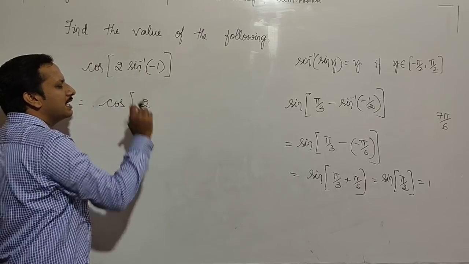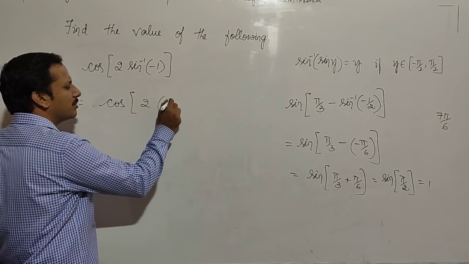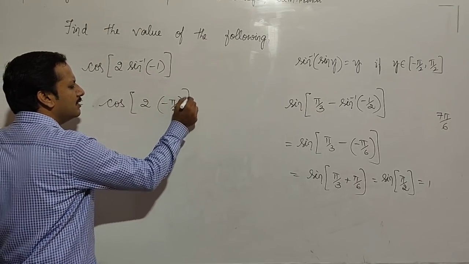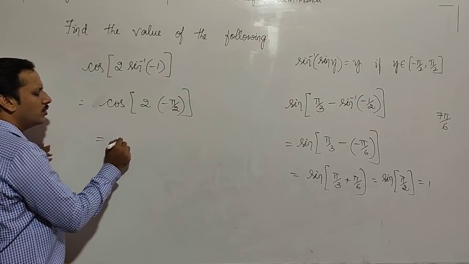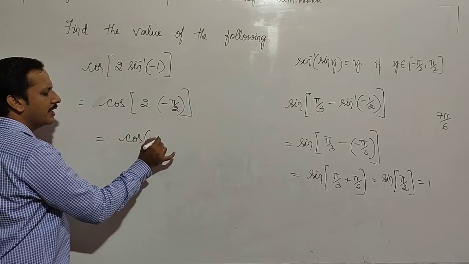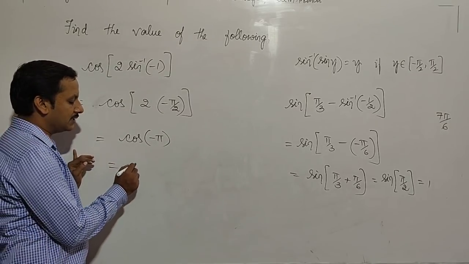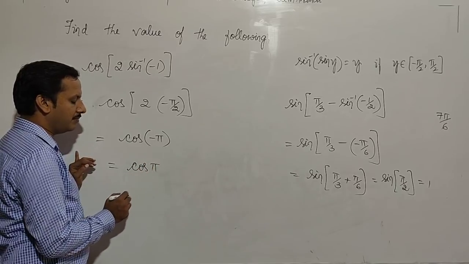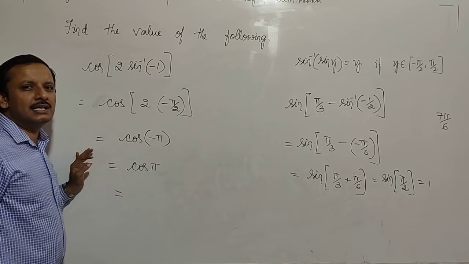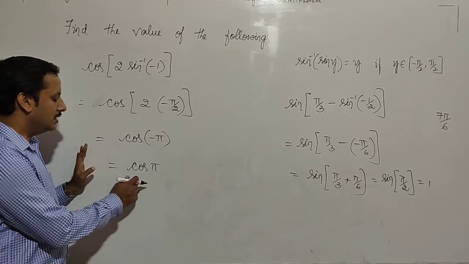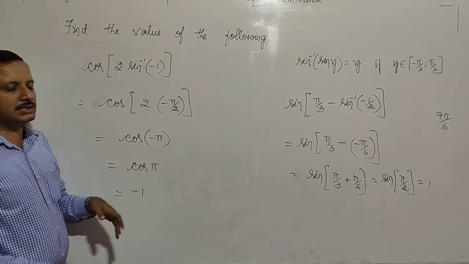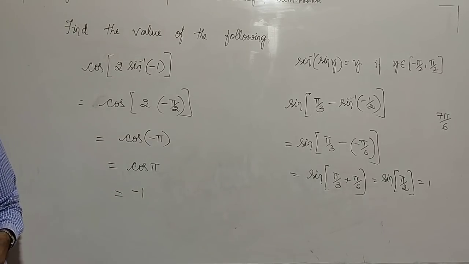So 2 into sin inverse of minus 1, where sin inverse of minus 1 can be written as minus pi by 2. The 2 gets cancelled, so we get cos of minus pi. Cos of minus pi is also equal to cos pi, because cos of minus theta is equal to cos theta, and the value of cos pi is minus 1.